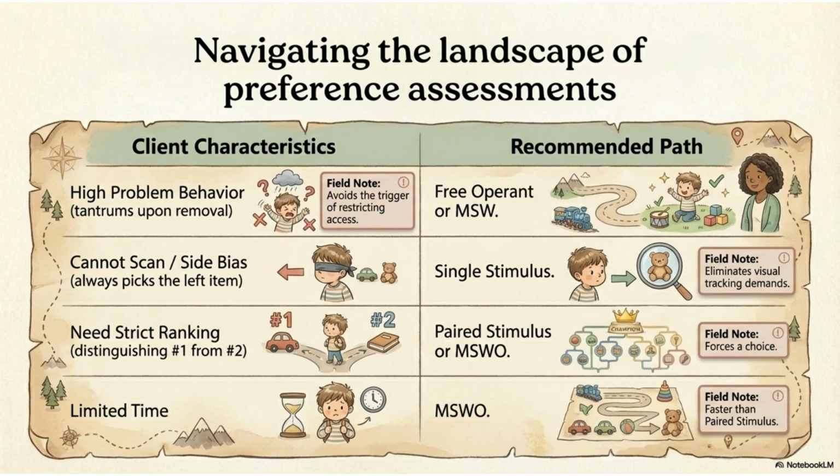When navigating preference assessments, the recommended path depends on client characteristics. For high-problem behavior, use free operant or MSW. For learners who cannot scan, use single stimulus. For a strict ranking, use paired stimulus or MSWO. For limited time, use MSWO.